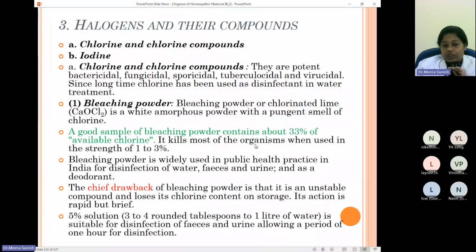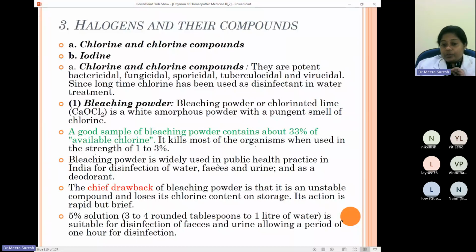It kills most of the organisms when used in the strength of 1 to 3 percent. More of its detail, like how it is used or the strength it is used, we'll be dealing with when we are learning the next chapter. I think next chapter or somewhere the chapter on water sanitation comes. At that time, we'll be seeing it more.